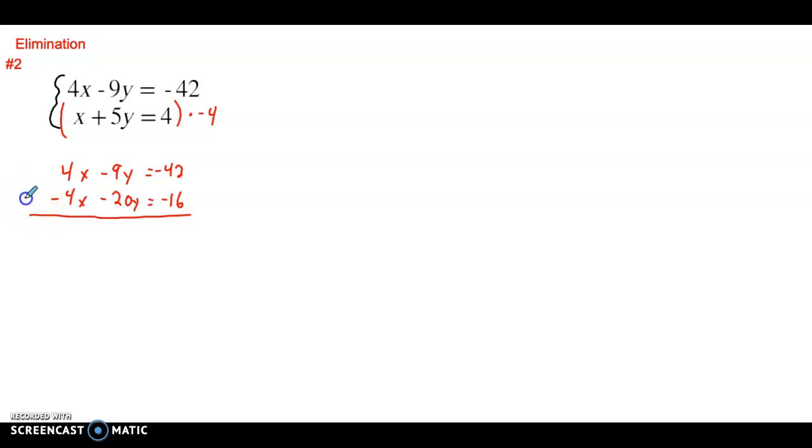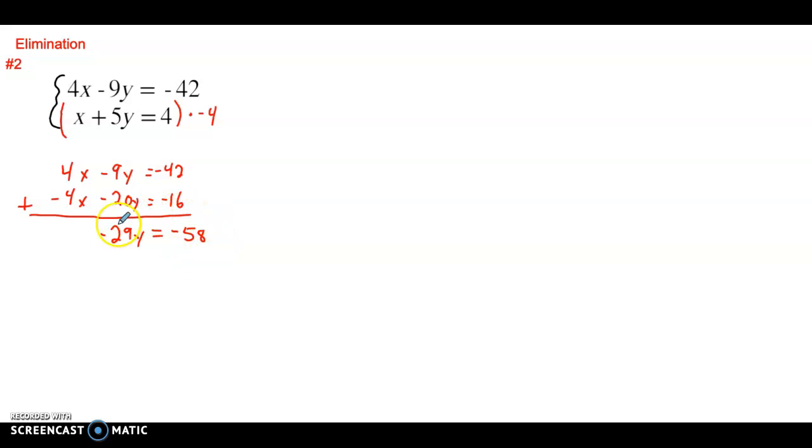So basically what I'm going to do is add these two equations. 4x plus a -4x, that's 0. Those x's are eliminated. -9y plus a -20y, -29y. I'm going to bring down the equal sign. -42 plus a -16 is a -58.